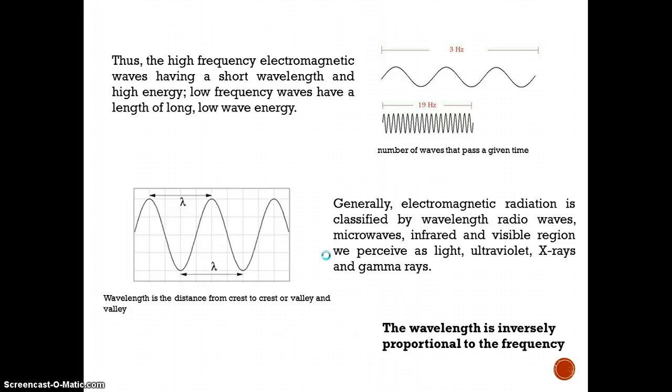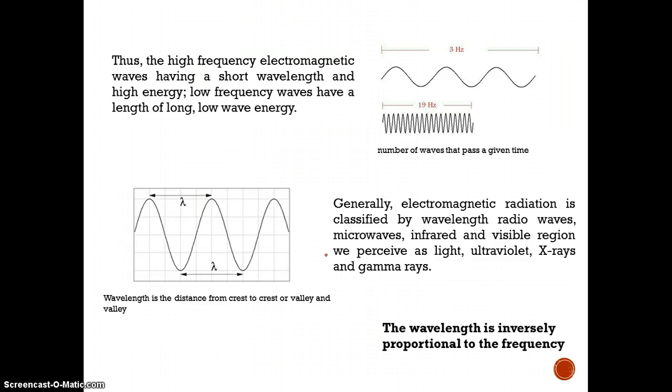The frequency is the number of waves that pass in a given time. Generally, electromagnetic radiation is classified by wavelength: radio waves, microwaves, infrared, visible radiation perceived as light, ultraviolet, X-rays, and gamma rays.